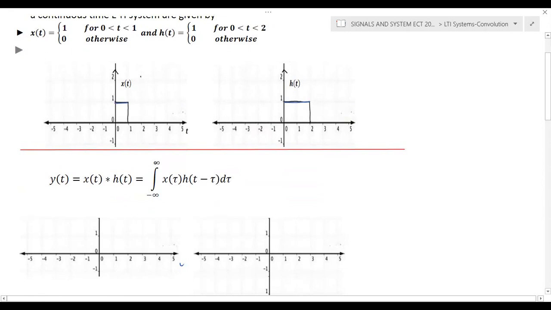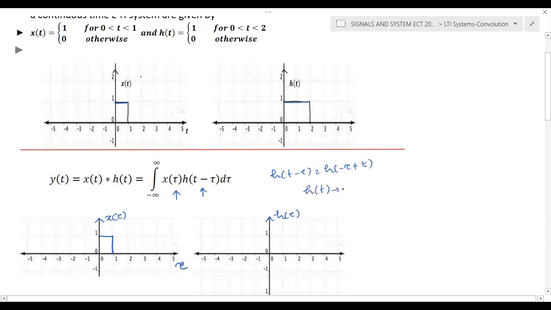It's from minus infinity to infinity x of tau into h of t minus tau. And again, to evaluate this integral, we require x of tau, but in the question it is given x of t. So we can draw x of tau simply by replacing t with tau, and you will get a waveform similar to x of t. Please remember that now the variable is tau. And similarly, we require h of t minus tau. H of t minus tau, if you rewrite it, becomes h of minus tau plus t, and in the question it is given h of t.